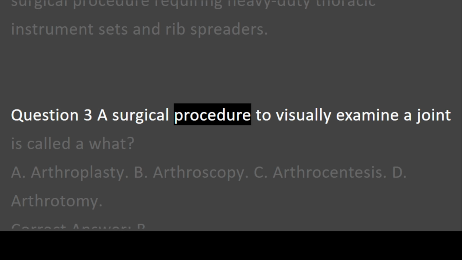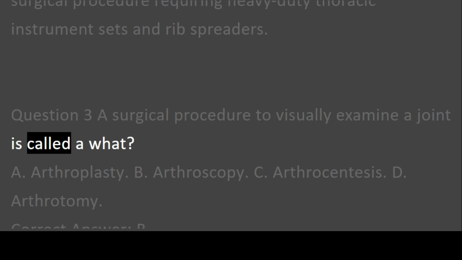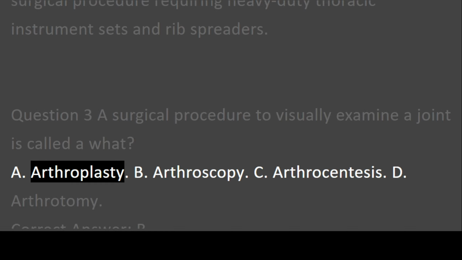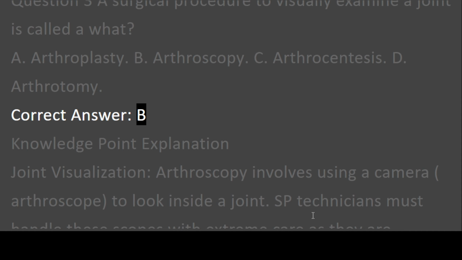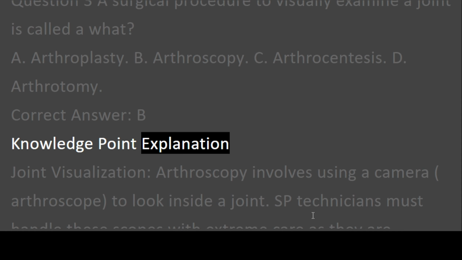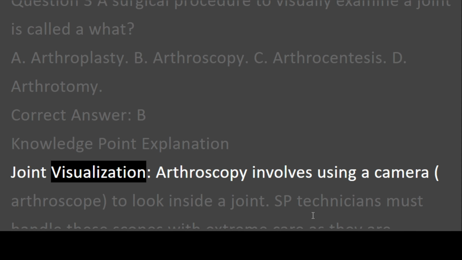Question 3. A surgical procedure to visually examine a joint is called a what? A. Arthroplasty. B. Arthroscopy. C. Arthrocentesis. D. Arthrotomy. Correct answer, B. Knowledge point explanation. Joint visualization.